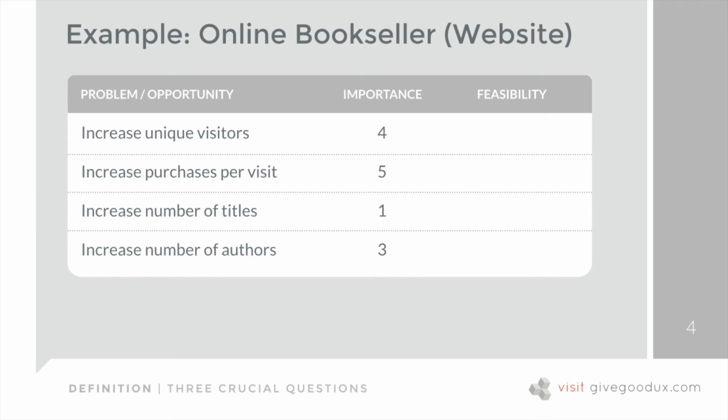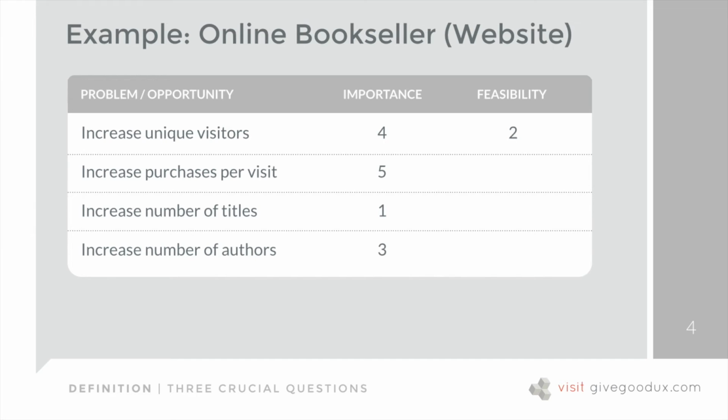It's 3. In terms of feasibility, can we increase unique visitors? It would take a lot of money, a lot of marketing effort, a lot of outreach. And we know that the return on this kind of stuff is somewhere around 2%. So we would have to spend a whole lot of money and a whole lot of effort and probably get very little return. So feasibility is a 2.